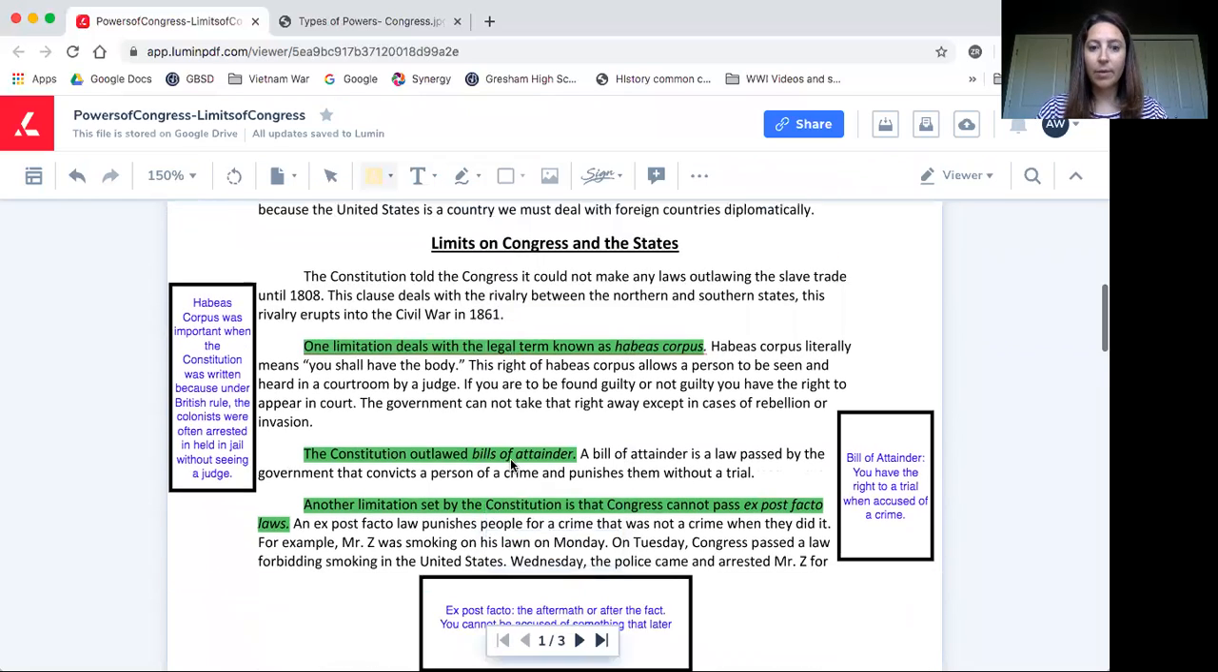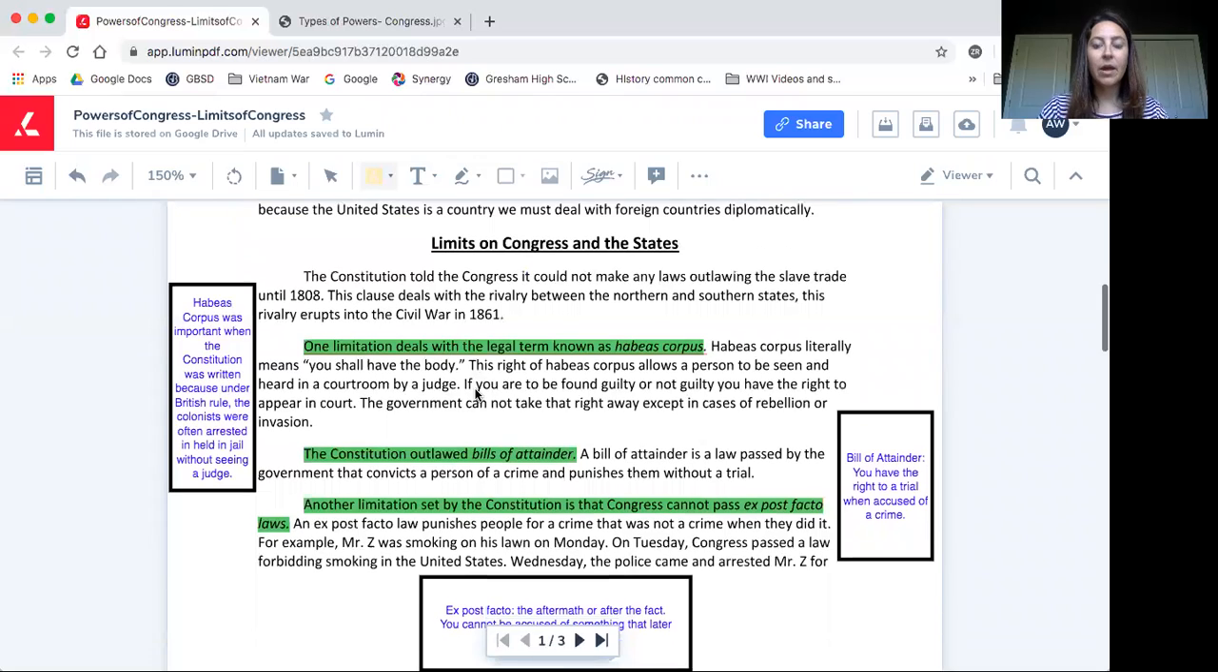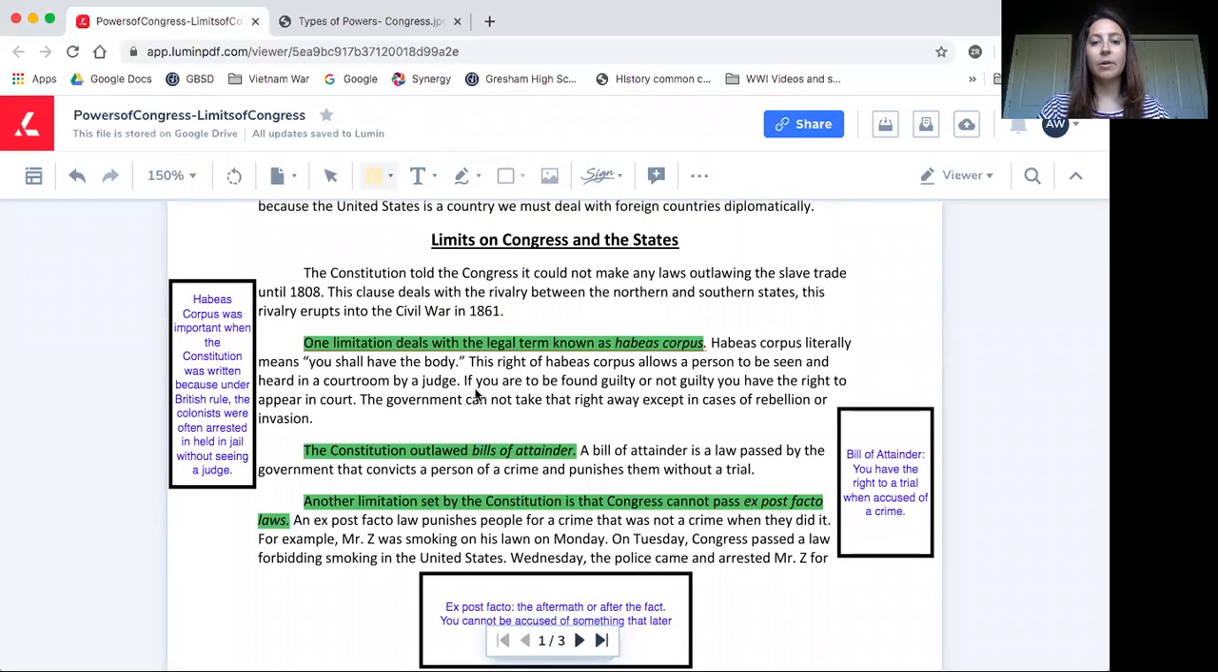So that's a good way to remember that, but as the difference between the last 3 that are going to be listed here in this final paragraph. So there are limits and restrictions on Congress and what actually the state can do. One limit is known as habeas corpus, and habeas corpus actually means you have the body.